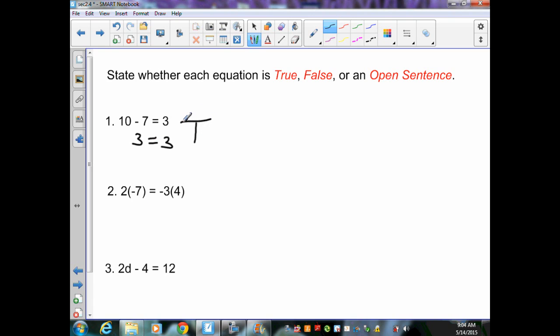Number two, numerical expression equal to a numerical expression. On the left, numerical expression. On the right, numerical expression. I can simplify both sides. Simplifying the left side, positive times a negative is a negative 14 equals, on the right side, negative times a positive is a negative 12. Now we can determine, is this true or false? This is false. And I can also represent that by a slash through the equal sign, which means not equal to.